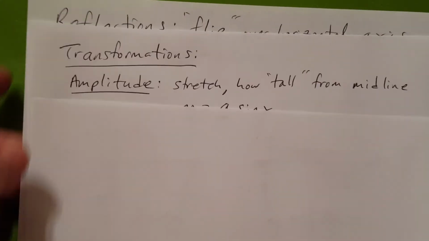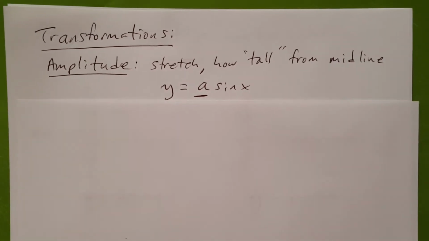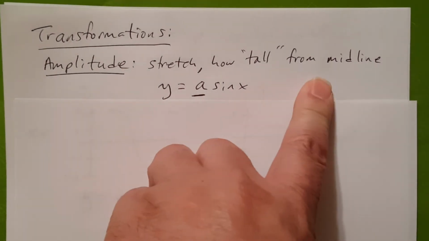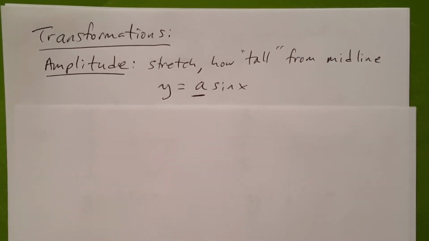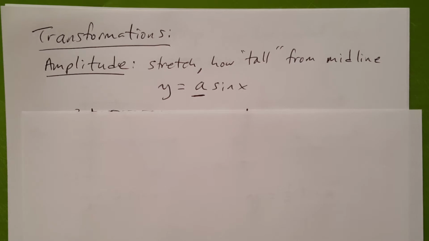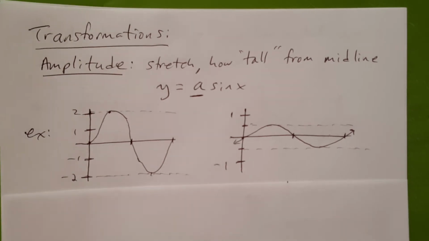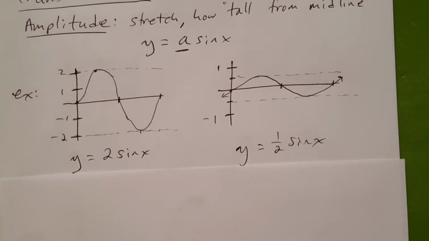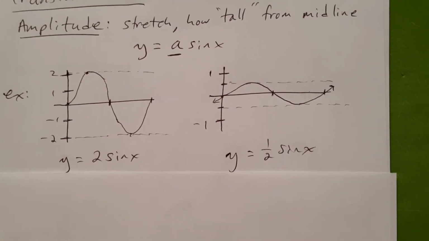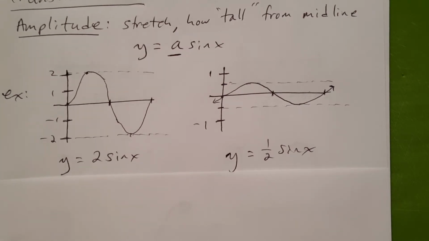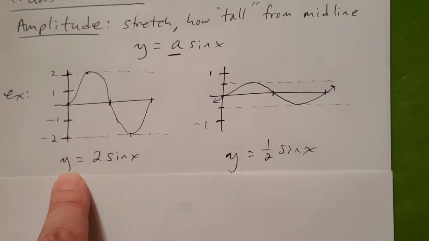The amplitude, let me fix this a little bit. The amplitude is the stretch, or how tall from the midline it goes up and down, right? This number in the front here, the A, that is what tells us the amplitude, okay? So, for example, again, you could freeze here, but I'm going to keep talking. For example, this is y equals 2 sine x.